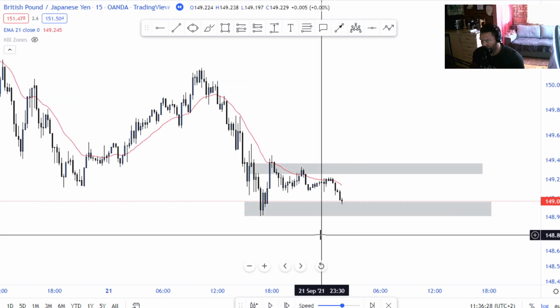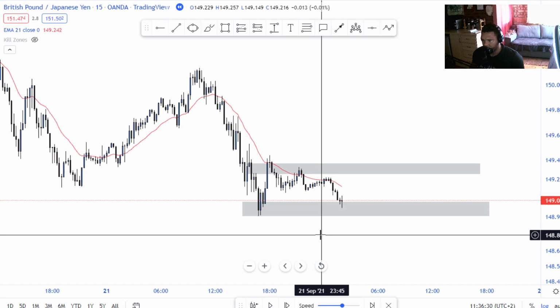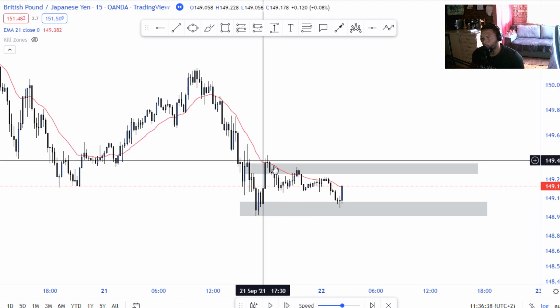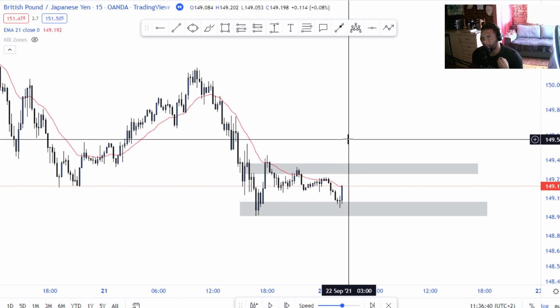So let's move on and see what's going on, right? And one more thing that we're going to keep an eye out for is once price starts to move above this 21 EMA. That's a key aspect that you guys must understand. Price must close with a momentum candle above our 21 EMA. So let's continue on.